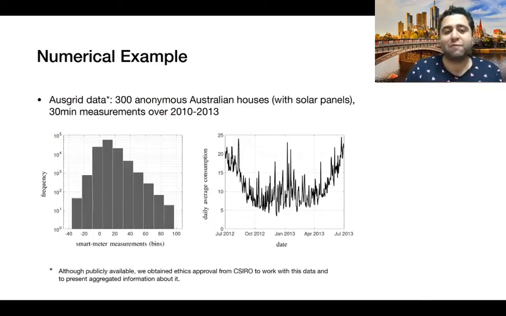Now let's look into a numerical example and see the effect of the mechanisms that we have introduced and the effect of the discounted differential privacy. We use the Ausgrid data. Ausgrid is a company in Australia, and it has released 300 anonymous Australian houses' smart meter measurements on 30-minute windows over 3 years. These houses have batteries, solar panels, movable appliances, schedulable appliances and so on. And although this data is publicly available, we have made sure to obtain ethics approval to be able to use this data and show this aggregated information to you and the effect of the algorithms and the policies that we introduce in the paper.